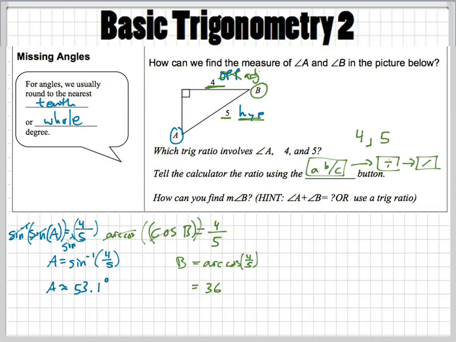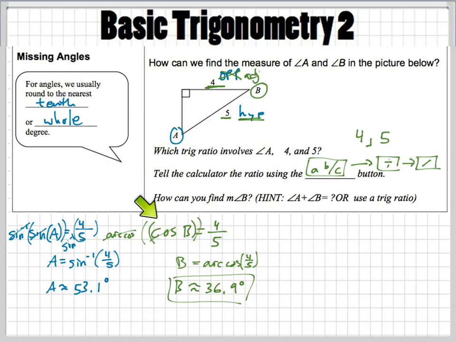You get 36.9 degrees. That is B. And oops, I put an equal sign. It should say approximately. Take notice of what I did right here. I did the inverse cosine again.